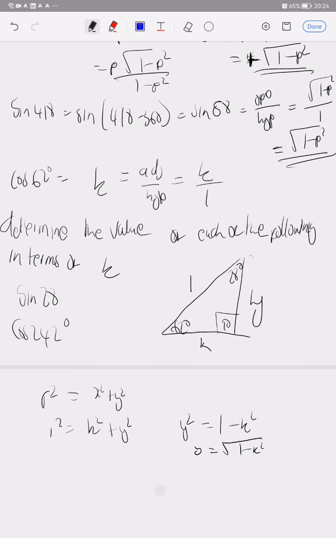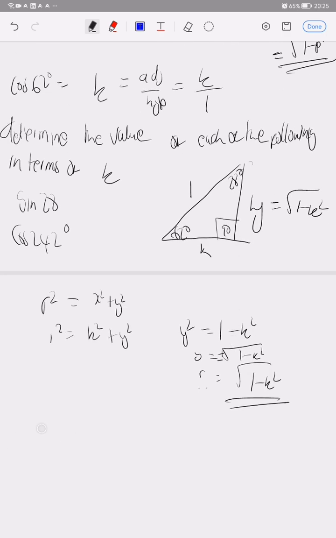Remember, write the answer in full. It's plus or minus, right? So we take the positive square root of 1 minus k squared. This is what I have. Then let's start solving. I know y is equal to the square root of 1 minus k squared.